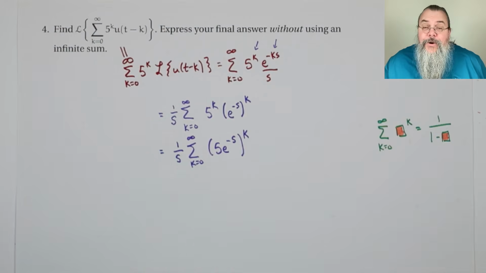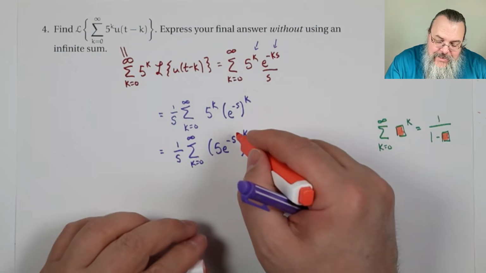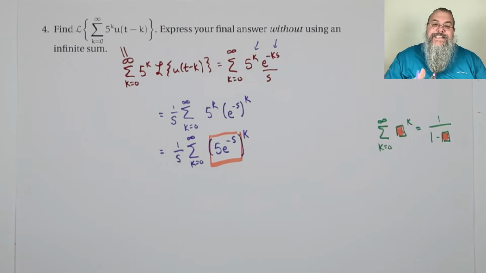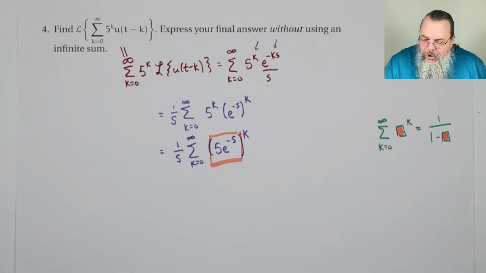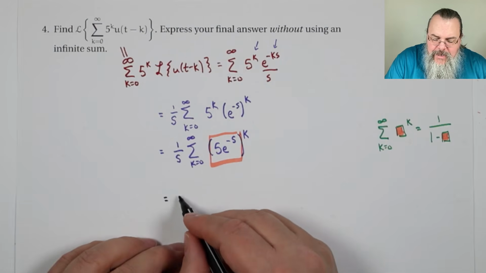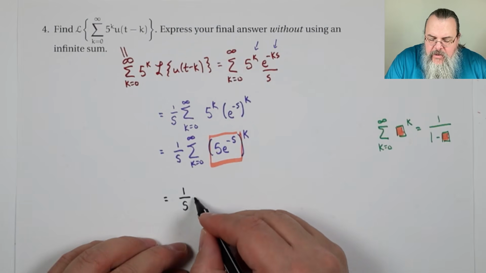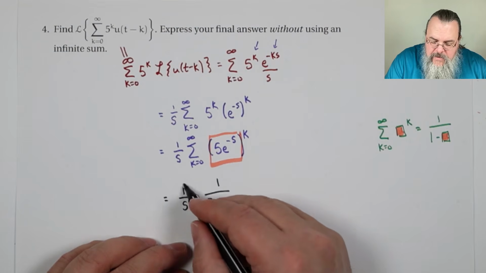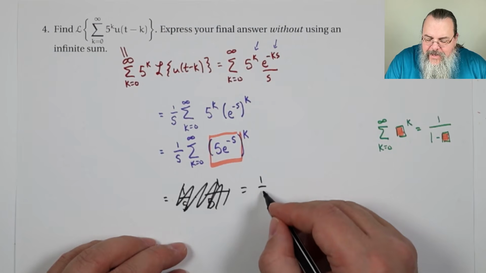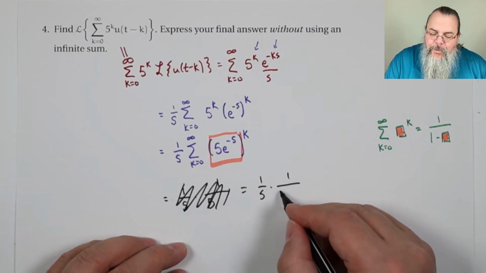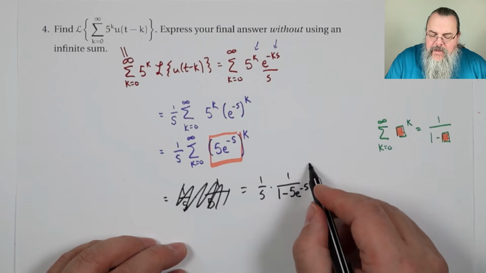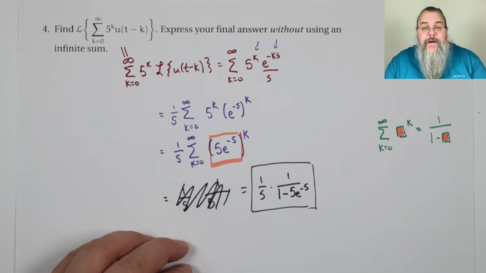Now we know the answer. What's in the box? The answer is 5 times e to the minus s. That's what's in the box. And we're like, yes, that can help us. Our answer is a hop, skip, and a jump away. So what do we end up with? That's 1 over s times 1 over 1 minus 5e to the minus s. And there we go. That is a perfectly valid way to write it.